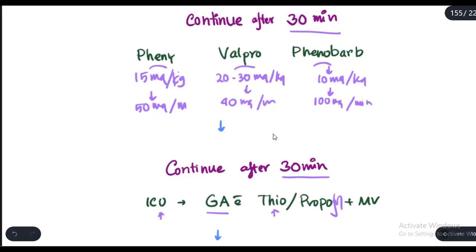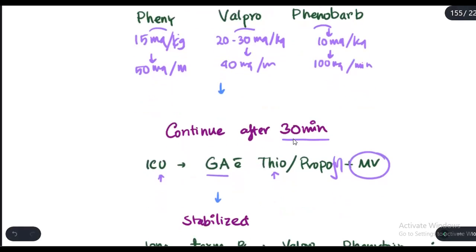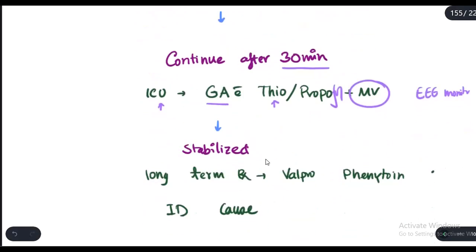And obviously, whenever you are giving GA, you have to ventilate the patient. You have to give mechanical ventilation, and you monitor the patient with an EEG monitor if available. Hopefully, this will control the patient's seizure.